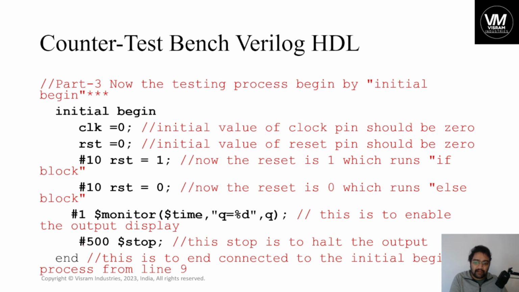Next, after 500 nanoseconds, stop the process. Stop the reset, the if block and the else block. Stop that process, and the process should end. If it begins, it should end. If the loop begins, you should stop it. Unless you declare stop, it won't.